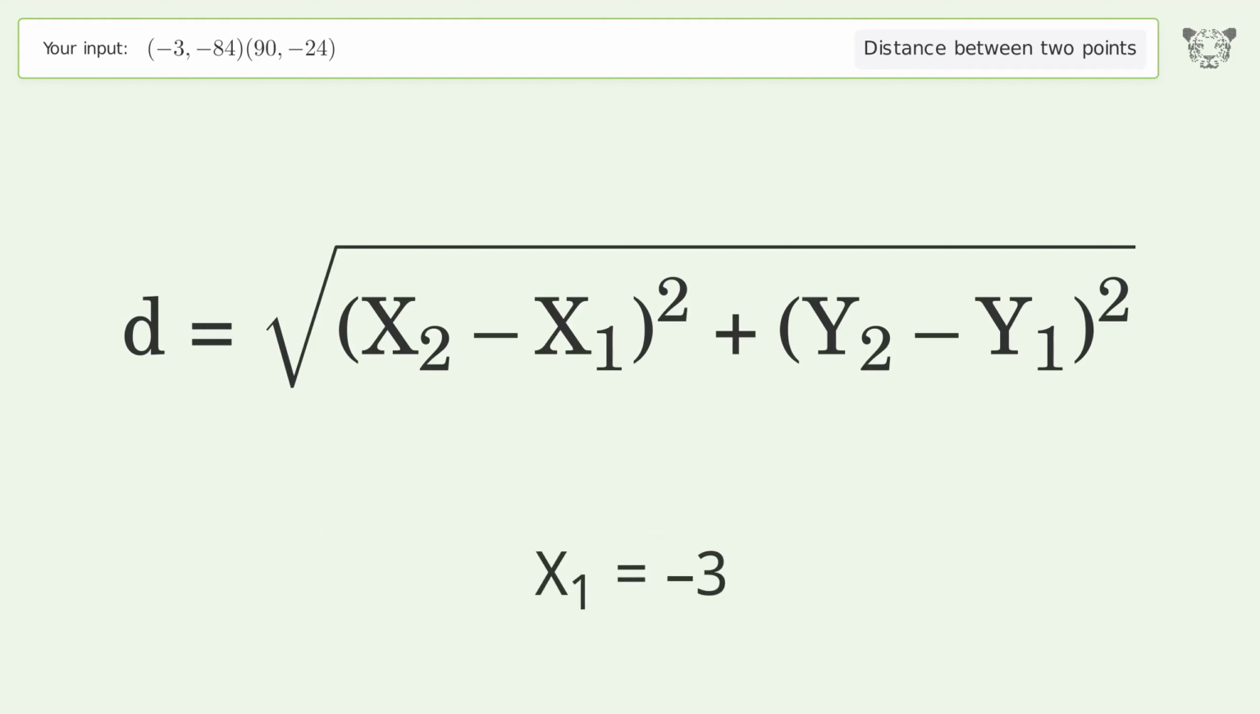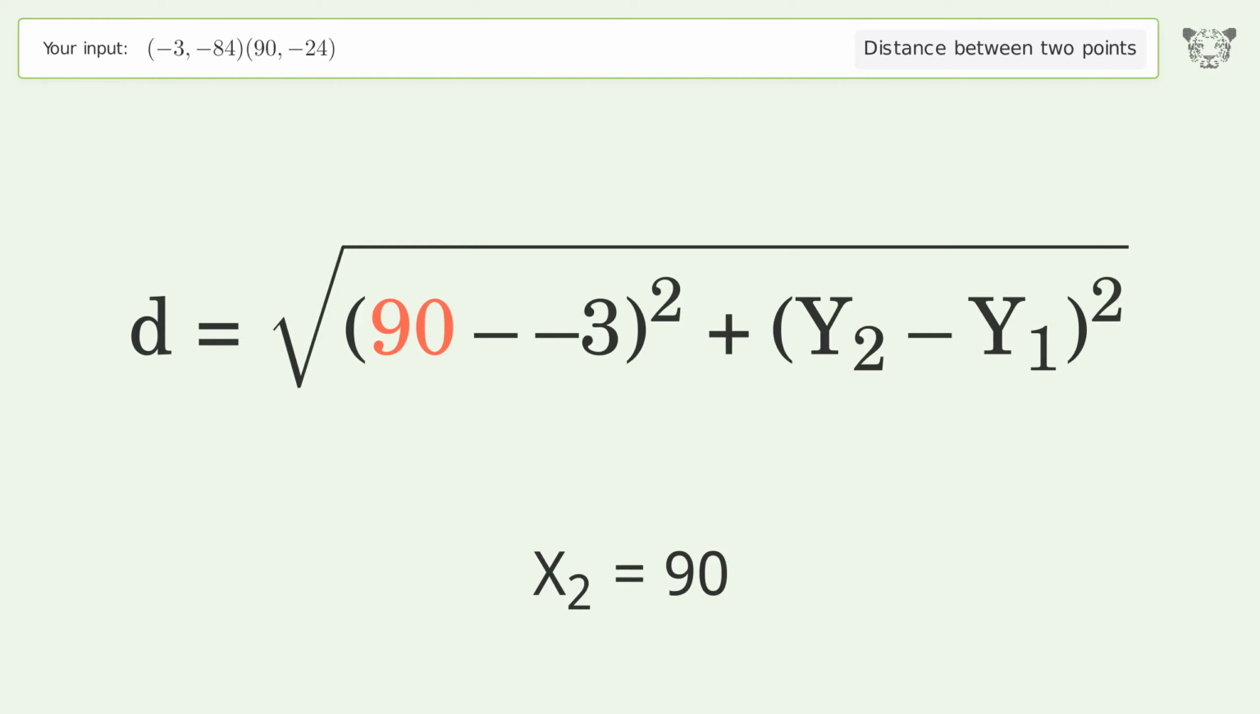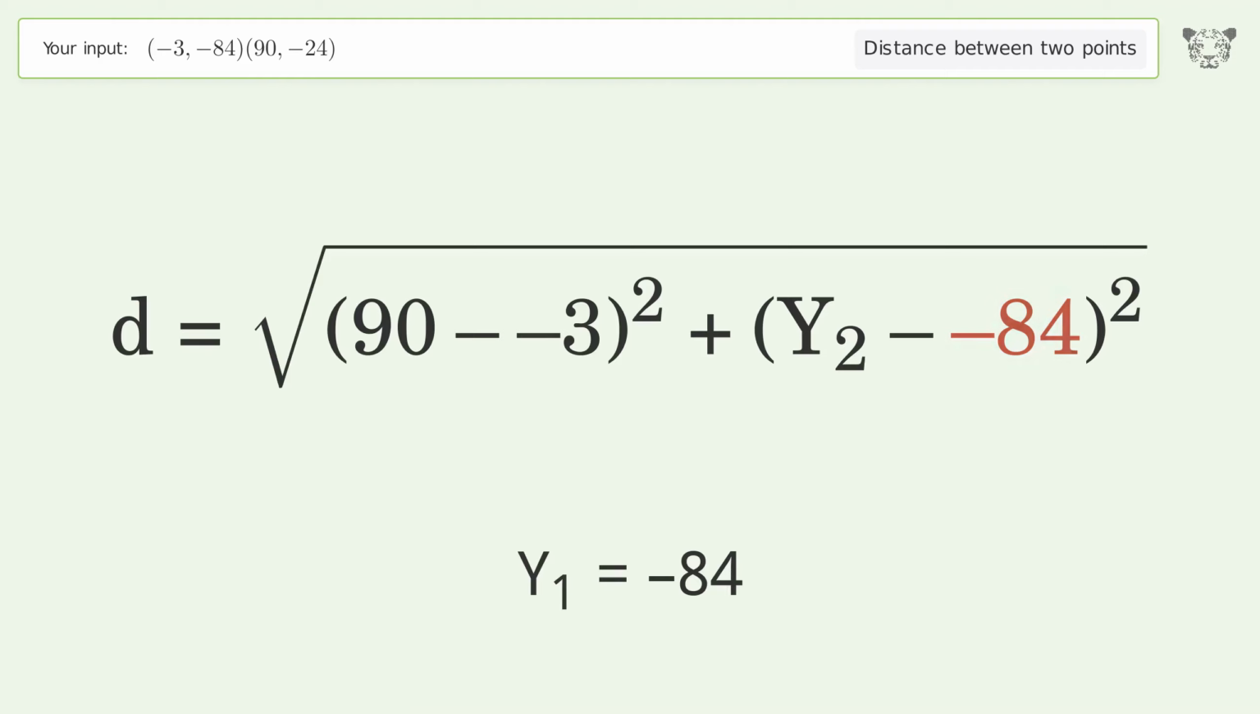x1 equals -3. x2 equals 90. y1 equals -84. y2 equals -24.